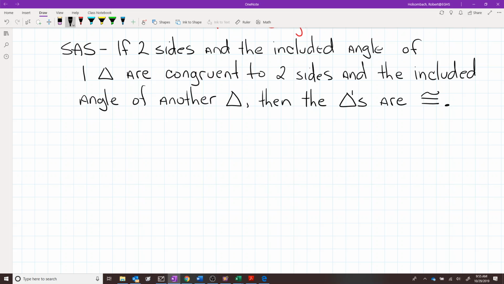If two sides in the included angle of one triangle are congruent to two sides in the included angle of another triangle, then the triangles are congruent. This right here is super important. This included angle. Included angle. Alright, here's what this means.